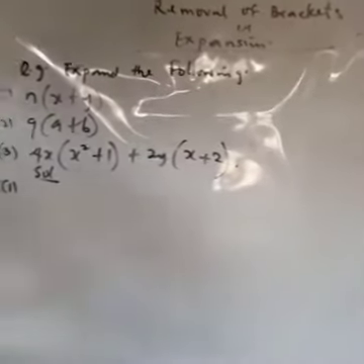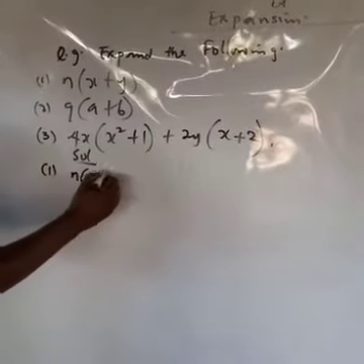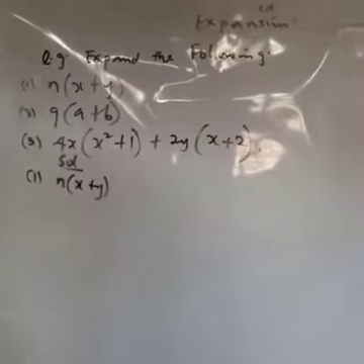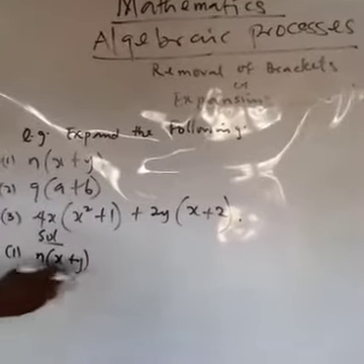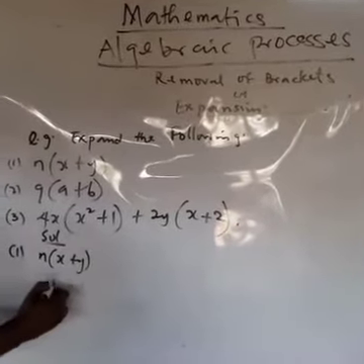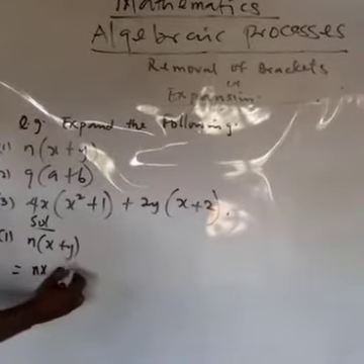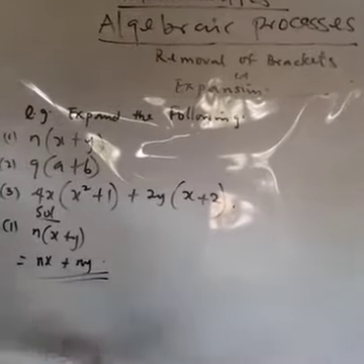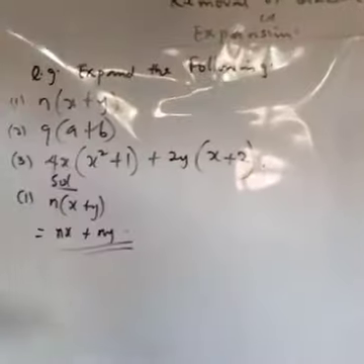So let us quickly do that. The question is n in bracket of x plus y. So remove your bracket immediately. We use this one to multiply this. Of course, n times x is what? nx, and n times y is what? ny. So that is the answer. Very simple. As you can see, it's very easy. That is expansion or removal of bracket.